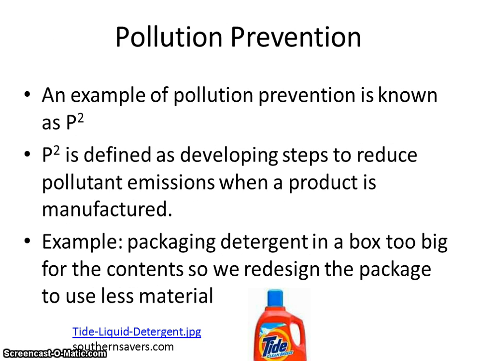Pollution prevention. An example of pollution prevention is known as P2, or P squared. P squared is defined as developing steps to reduce pollutant emissions when a product is manufactured. For example, packaging detergent in a box too big for its contents, so we redesign the package to use less material.